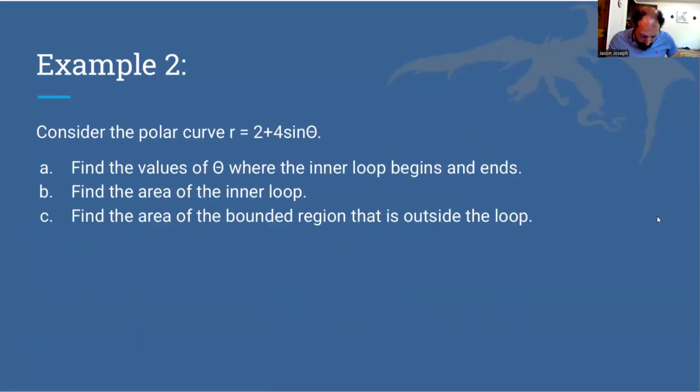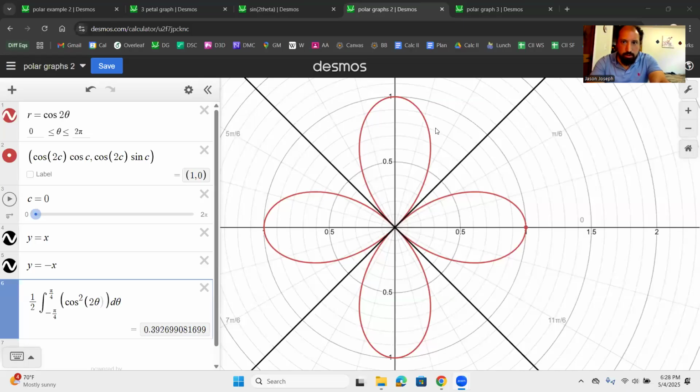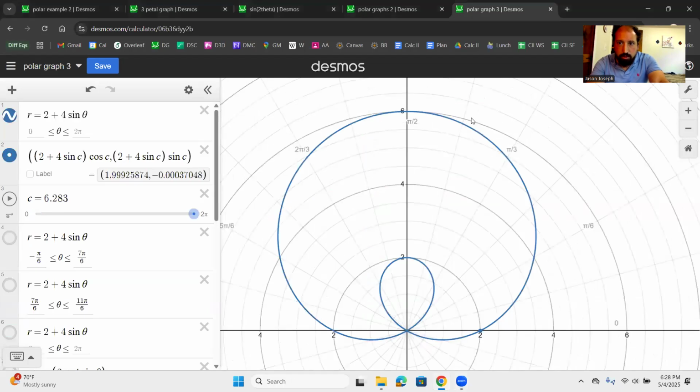Okay, so consider the polar curve r equals 2 plus 4 sine theta. Find the values of theta where the inner loop begins and ends, find the area of the inner loop, and then find the area of the bounded region that is outside the loop. So for this one, we're definitely going to want to graph this, which I have already done. And here's the graph in blue.